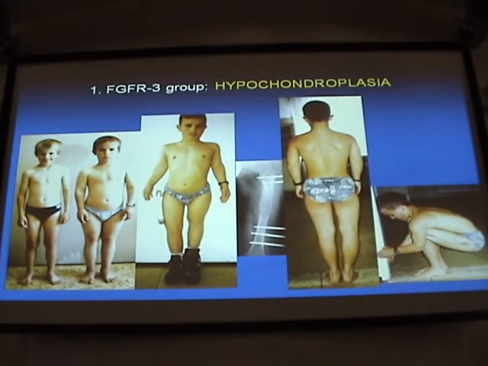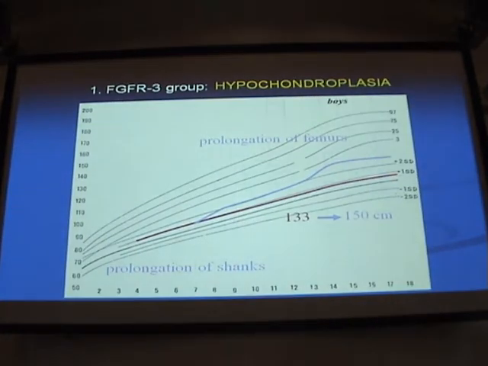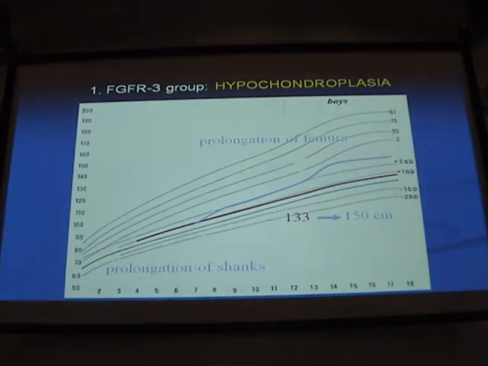Patient with hypochondroplasia, the same treatment, lengthening of shanks and later in two stages, the first and the second femur. Adult height was 150 centimeters. Predicted height in adulthood was only 133 centimeters.